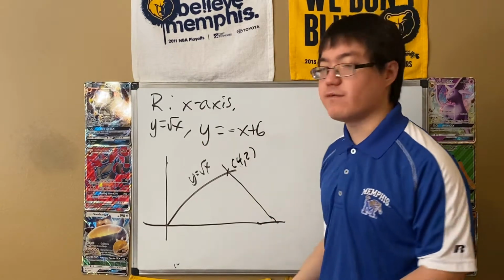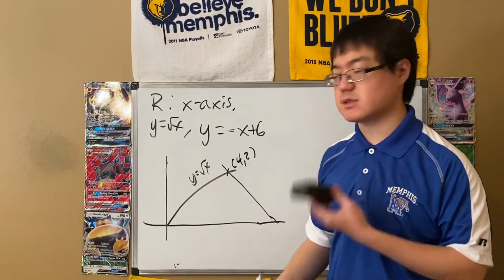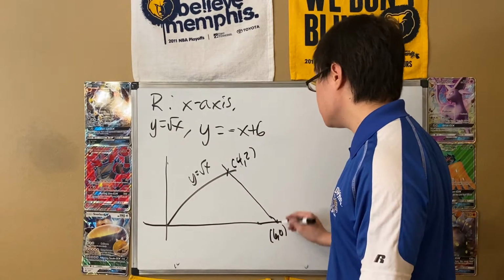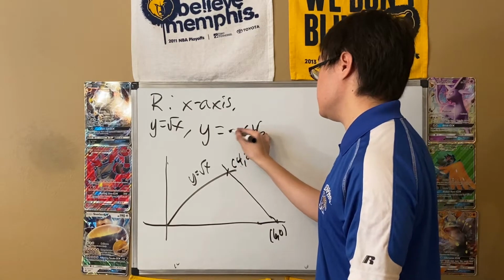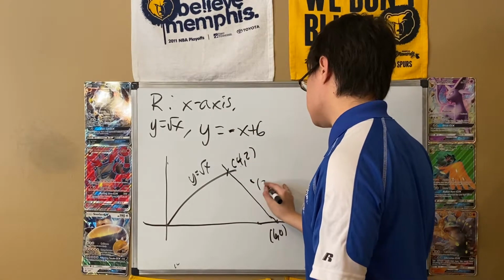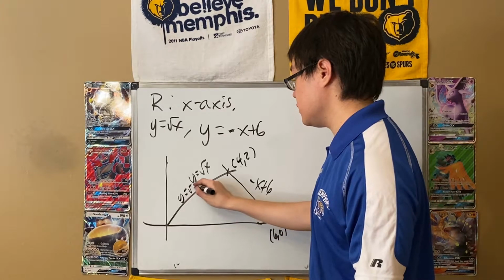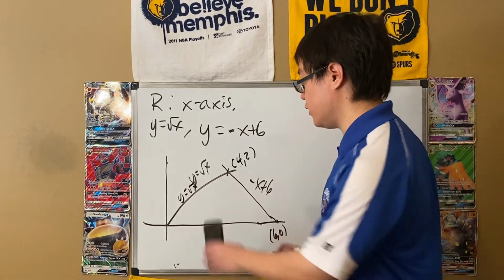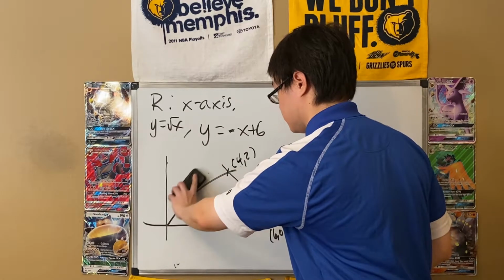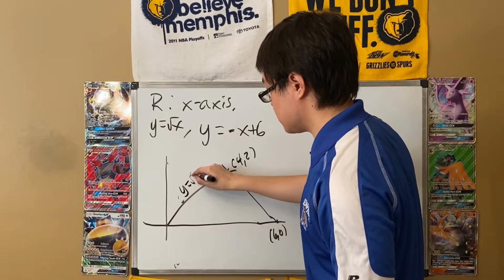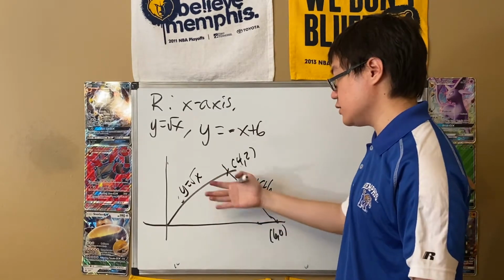Because notice that the square root of 4 is 2, and negative 4 plus 6 is 2. This point right here is going to be (6, 0), because negative 6 plus 6 is 0. And then this is going to be the line negative x plus 6. And this is the line y is equal to the square root of x. So hopefully you can see our region. I already labeled this guy right here, so we'll just label it once. Y is equal to the square root of x. So hopefully you see that this region R is going to be this.